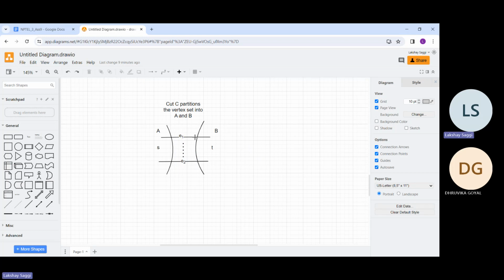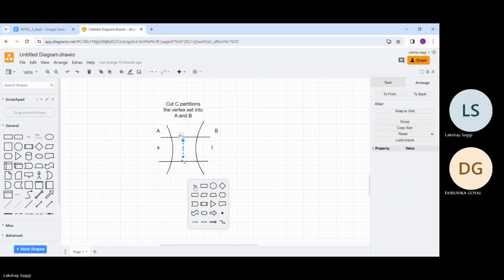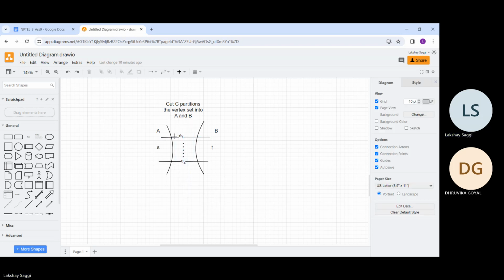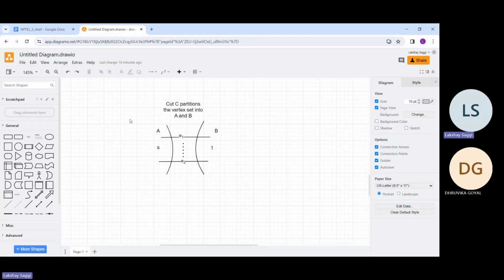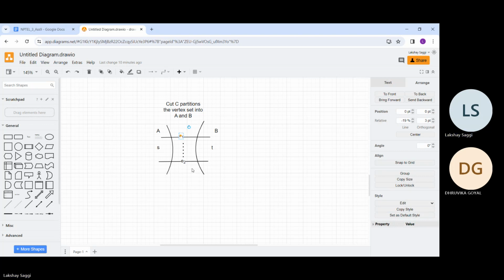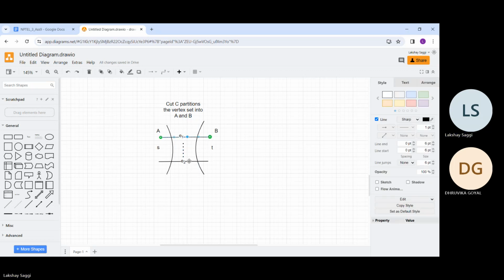So if I increase the capacity of any of these edges, E1 or E2 or any of them, then the sum of capacities of edges going across A and B will also increase, because the capacity of this cut is just the sum of the individual capacities. Even if one edge has increased capacity, the whole cut will have increased capacity. So if we are able to find a minimum cut, we can increase its capacity by increasing the capacity of any edge of that minimum cut. I hope this key observation is clear.